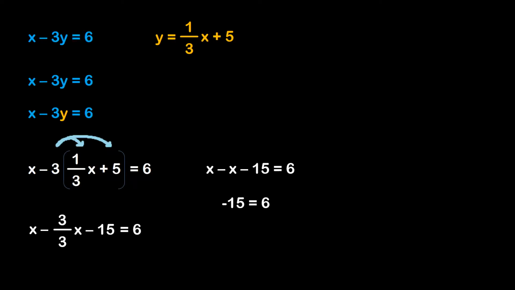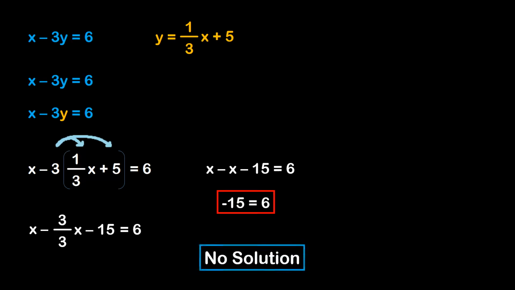Now again, that statement does not make any sense. Negative 15 is not equal to 6. So because we have a nonsensical statement, that means that there is no solution. Okay, so again, if we were to graph these two lines, we would find that they would be parallel, and therefore there would be no point of intersection or solution.